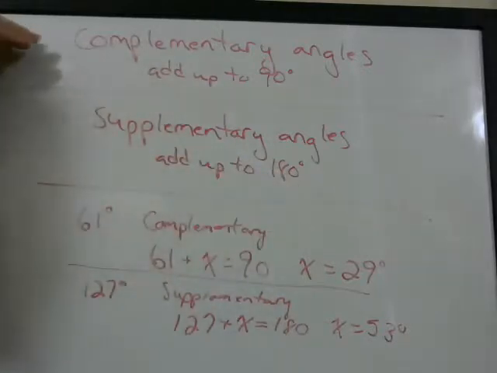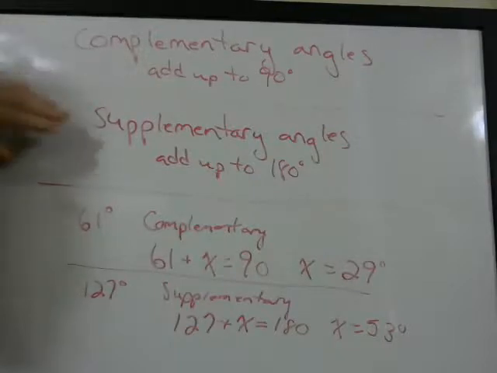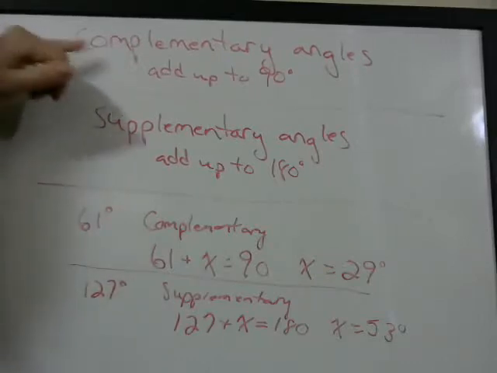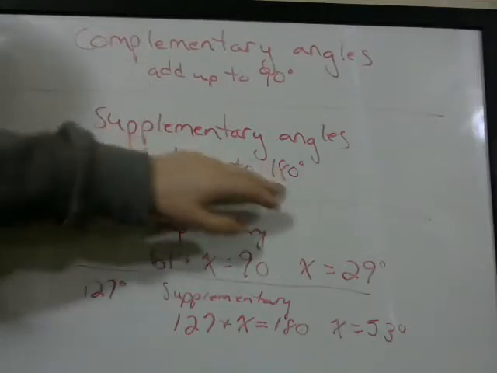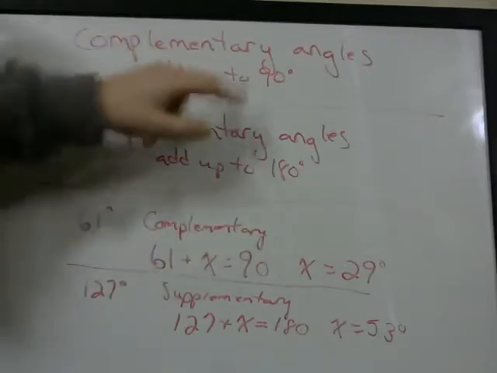So it's important to remember and understand this. Complementary angles add up to 90 degrees, supplementary angles add up to 180 degrees. These are actually very easy questions, so you don't want to get these wrong because it's very simple. Just what adds up to 90, what adds up to 180, but you have to remember that. Supplementary 180, complementary 90.